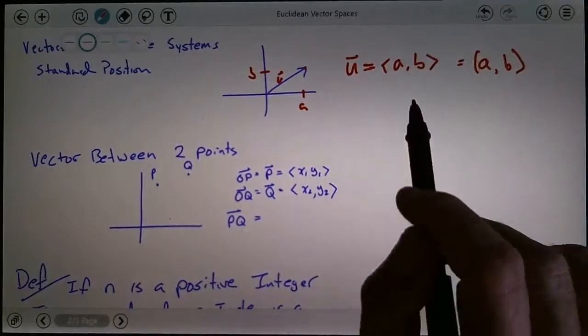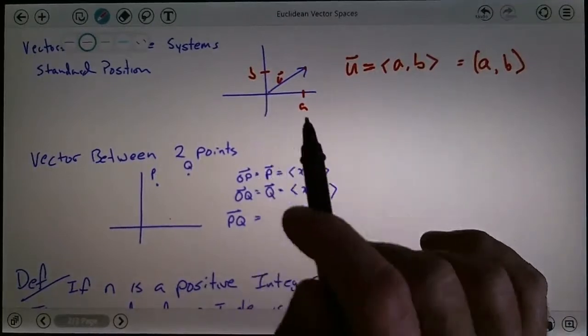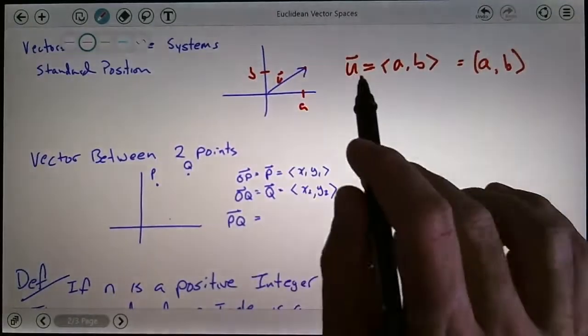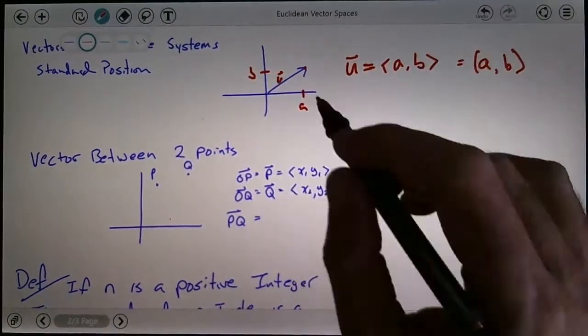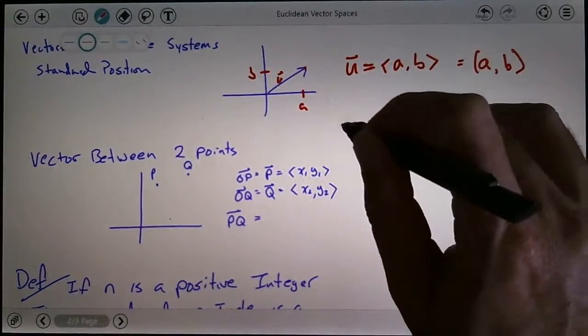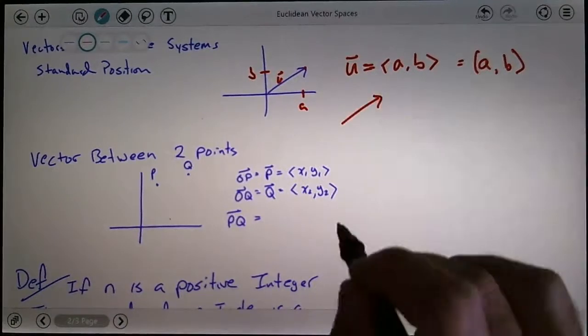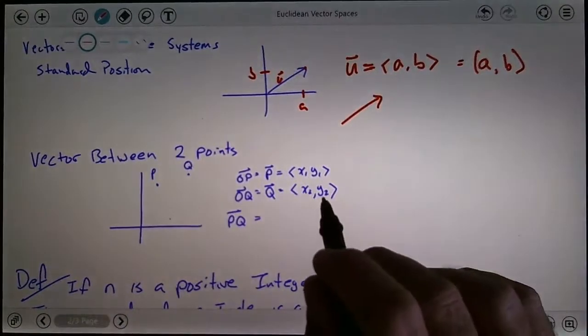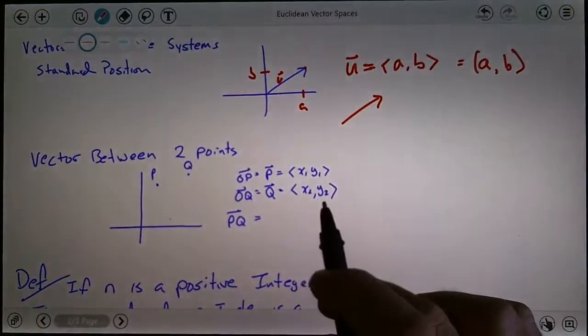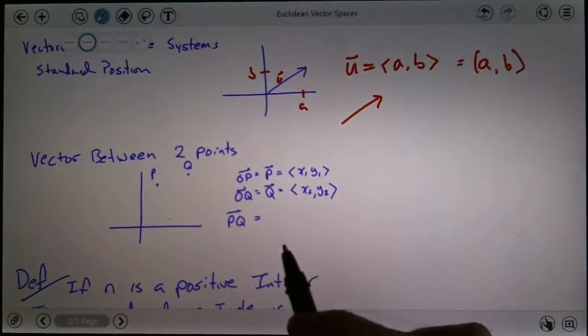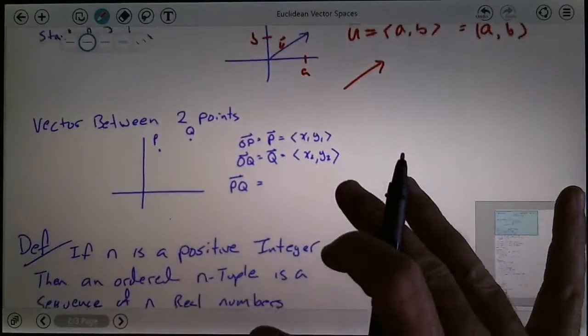Make sure that the vector is in standard position, because once the vector has the name ⟨a, b⟩, I don't care if you draw it in standard position or you draw it over here, it's still ⟨a, b⟩, because if you picked it up and put it in standard position, that's where the terminal point would be.